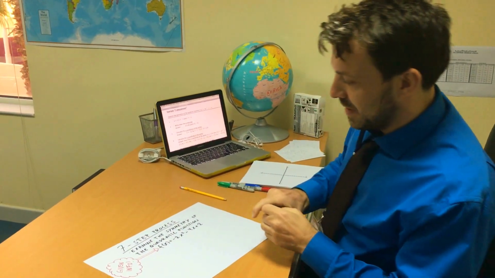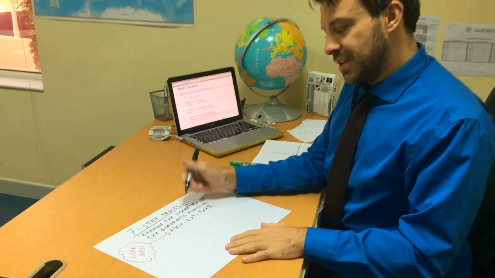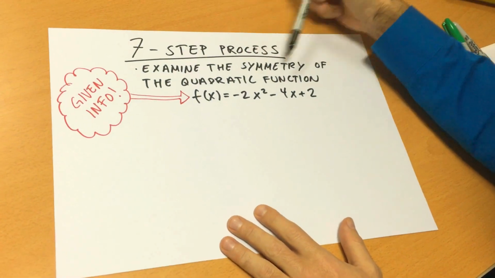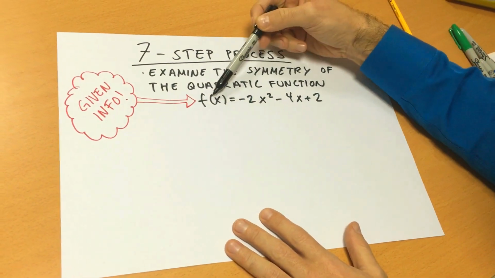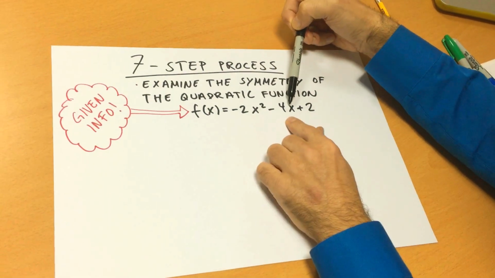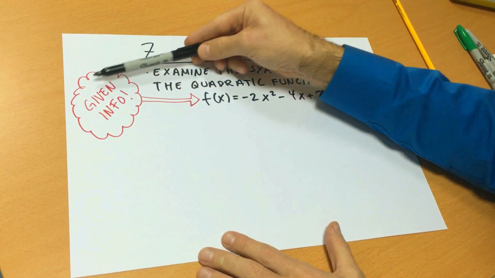It's written down in the same way in your last handout with different numbers, another example. So you should check both out, both this video and the handout. Okay, so if we can zoom in here. So the 7-step process, it says to examine the symmetry of the quadratic function f of x, and this is my example now, -2 times x squared minus 4 times x plus 2. So there might be any numbers here. We're going to treat this information as given.